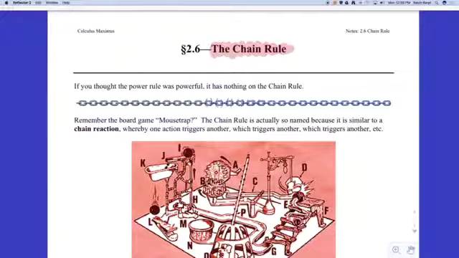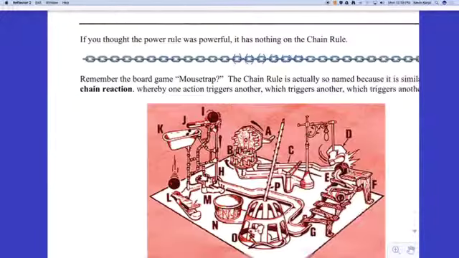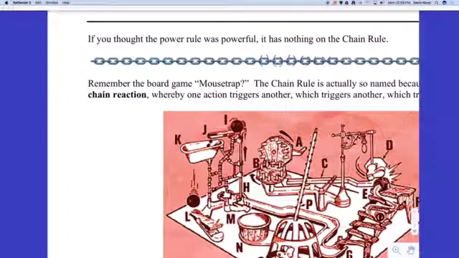So as I mentioned, this little link of chain here kind of looks like what the chain rule is going to end up looking like. Something times something times something times something. And the word chain also comes into play when you think about chain reaction.